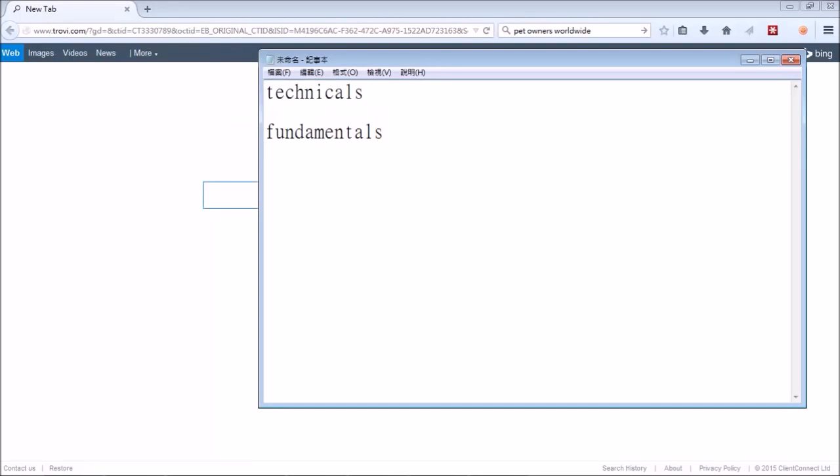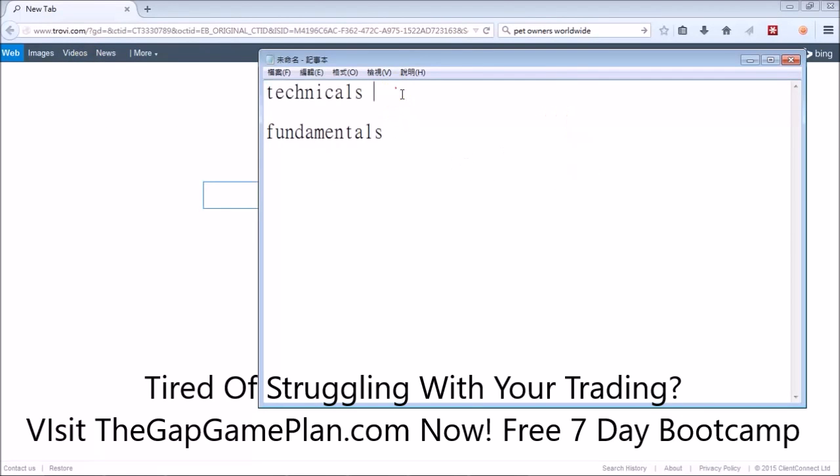Personally, I believe fundamentals are better for investments or for long-term trades on companies that have a lot of potential for growth. And I use technicals for more short-term trading. I'm going to show you a little bit of both.